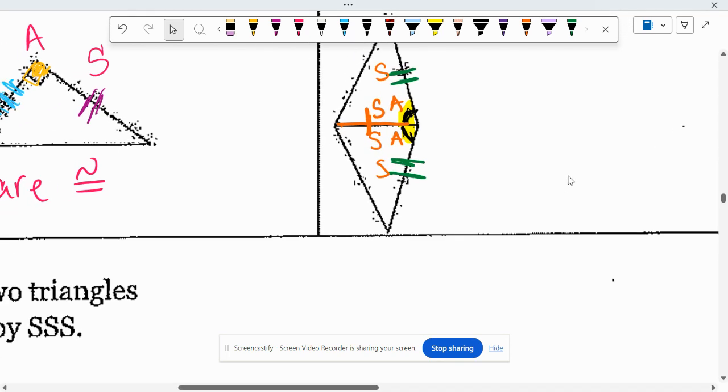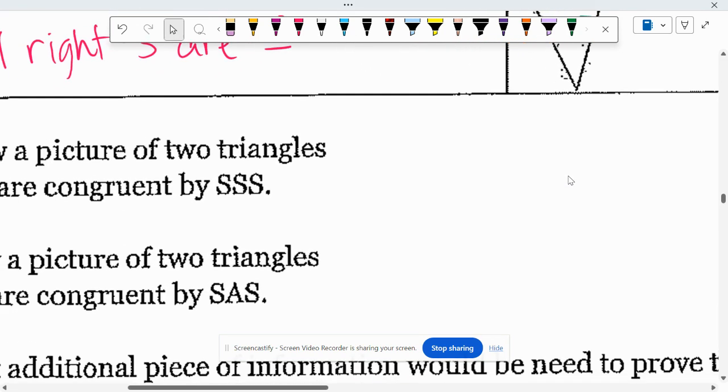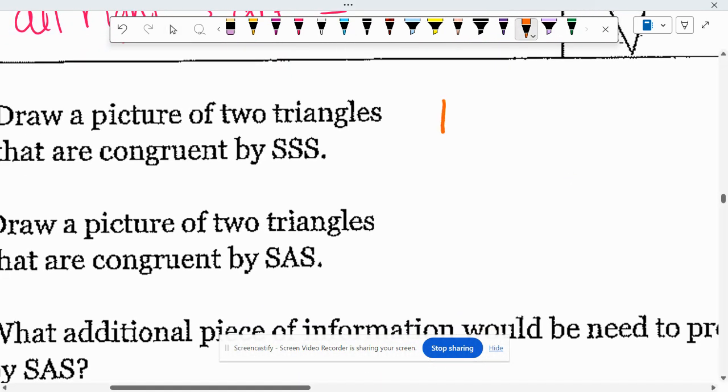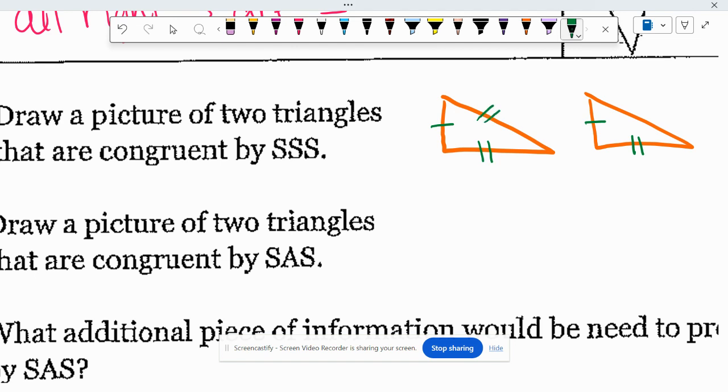Okay, so now we're going to draw a picture of 2 triangles that are congruent by side, side, side. Again, I'm going to use right triangles just because I like to. I'm just going to mark the sides. This side is congruent to that side. This side is congruent to this side. And this side is congruent to this side. That's how we show that.